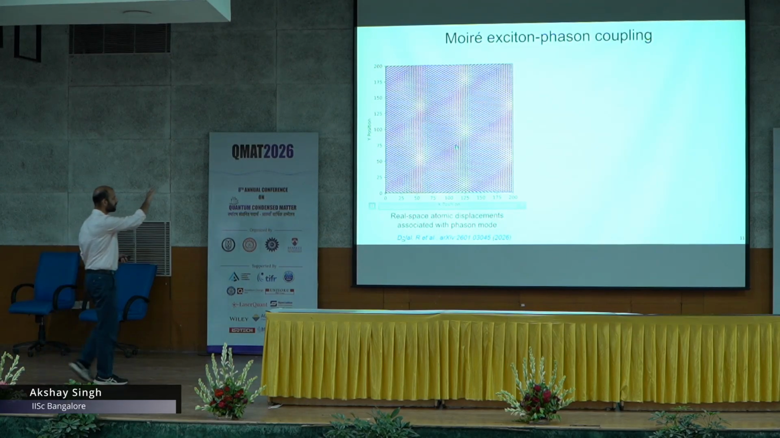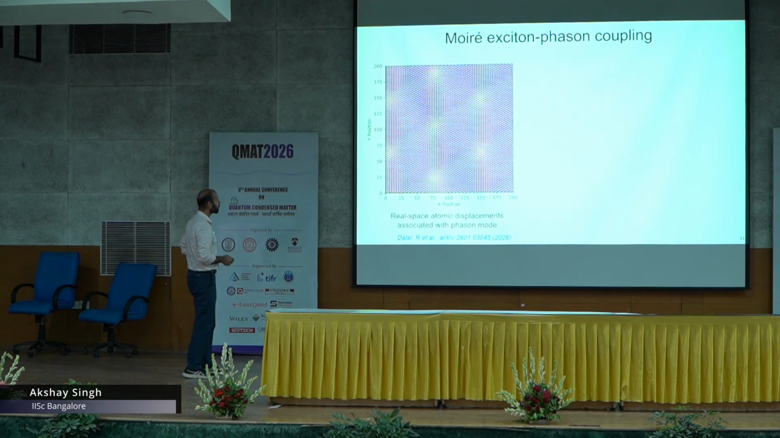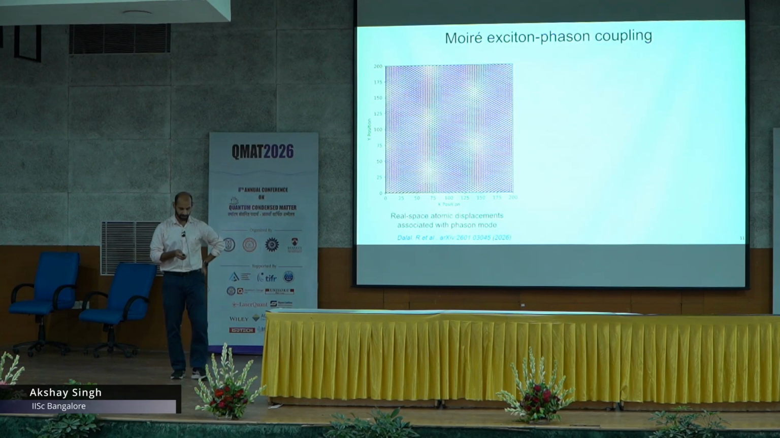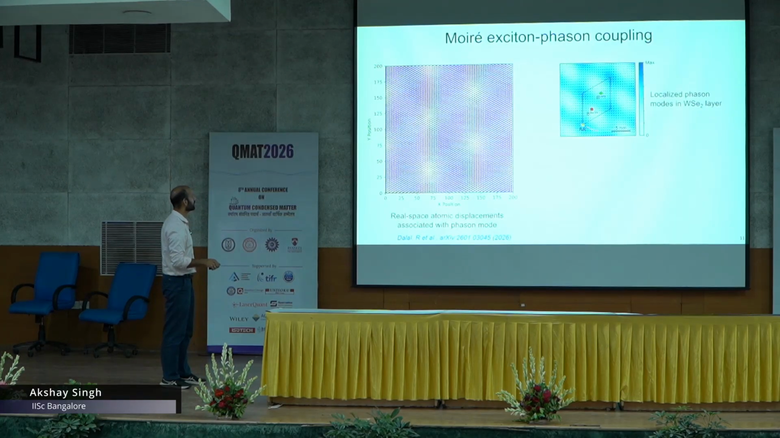This is exaggerated. The motion is exaggerated here, right? But what we can do is calculate the displacement vectors for these modes, and these modes have higher displacement along the AA, a little bit in the BAC W side, and so there are these localized phason modes in this WSC2 layer.